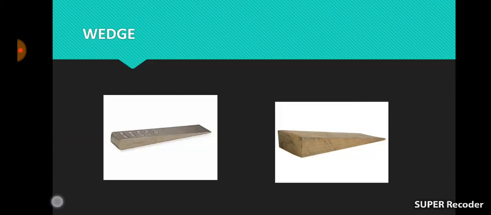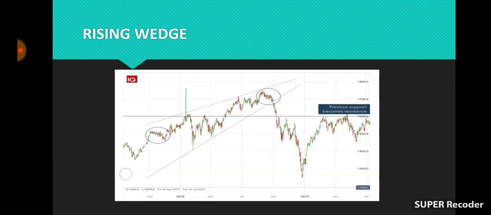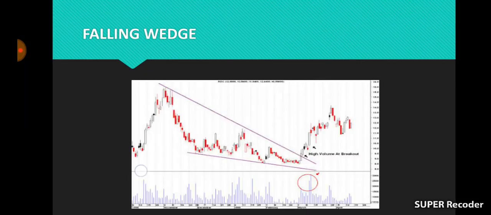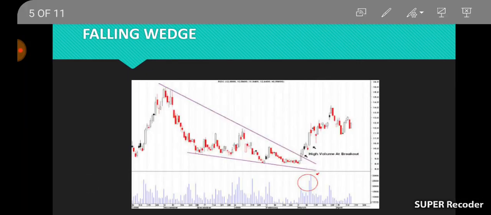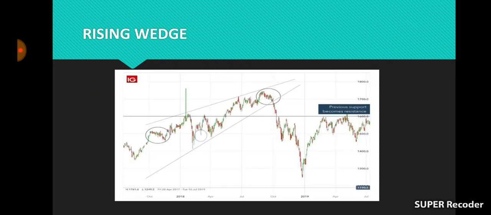This is the shape of a wedge, as we all know. A wedge looks like a symmetrical triangle, but wedges are distinguished by a noticeable slant either to the upside or to the downside. You can see here it slants upside and here it slants downside. A rising wedge is bearish and a falling wedge is bullish.